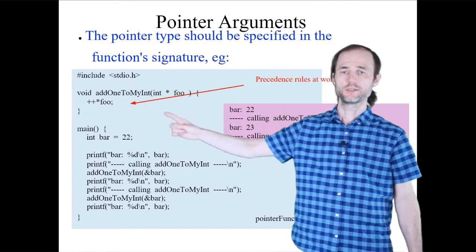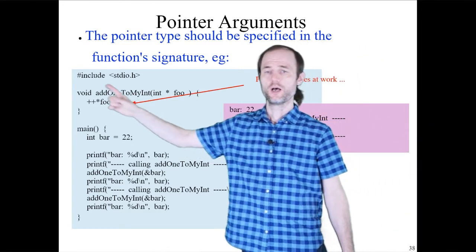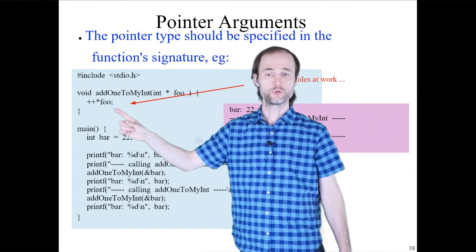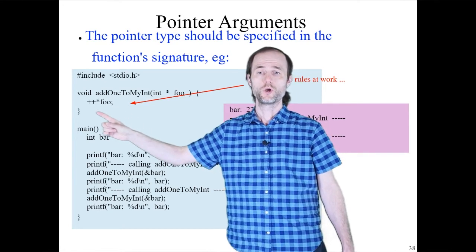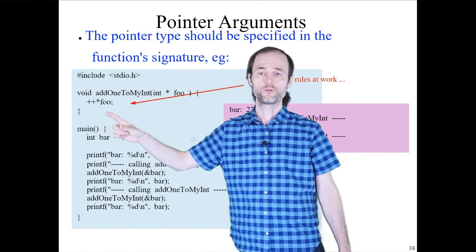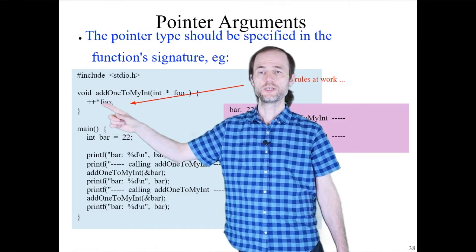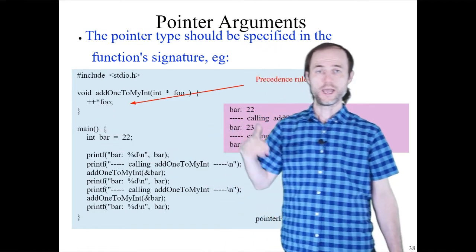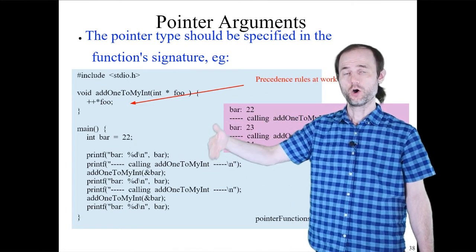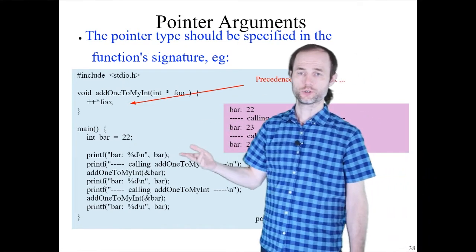Note that in this case, we again have to resort to the precedence rules, where plus plus star foo means that plus plus is acting on star foo as a whole, so it is incrementing the value at the location of foo as opposed to the pointer, the foo itself.